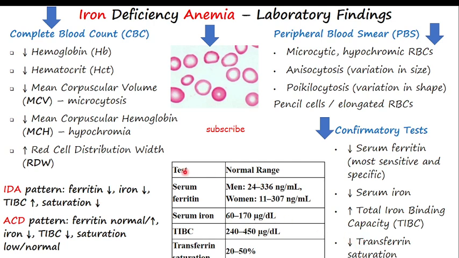Because there is no iron, its saturation, its combined form with iron, is not there. Here is a table showing the normal ranges of serum ferritin, serum iron, total iron binding capacity and transferrin saturation, so that if they give you case studies without the normal ranges, you can know that serum iron is decreased or serum ferritin is decreased.